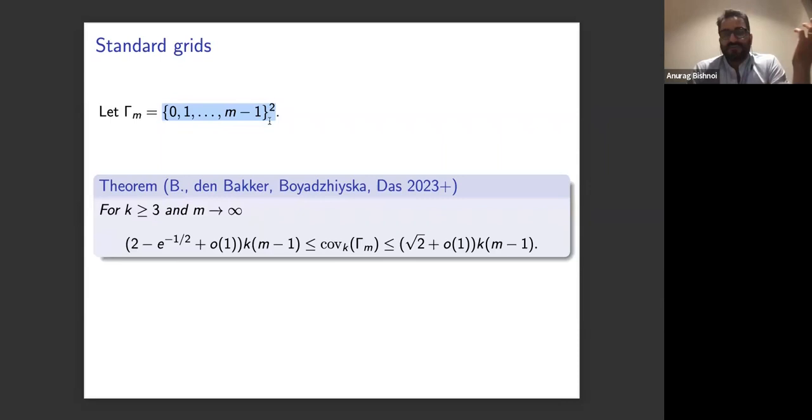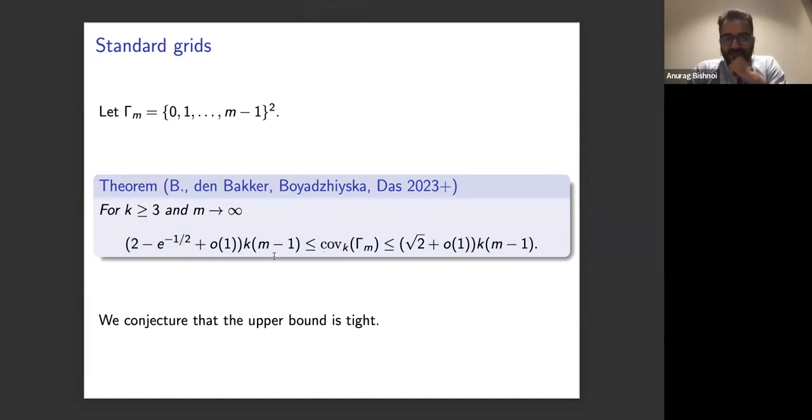In this case, we couldn't resolve the problem, but we could prove some interesting lower and upper bounds by similar linear programming arguments, by some sort of clever weightings and so on. And the bounds look funny. So have a look here. You have a square root 2 in the upper bound, times k times m minus 1, and a 2 minus 1 over square root of e in the lower bound. There's still a gap here, and we would really like to solve that. In fact, we conjecture that the upper bound is tight here, because that's what our computations also show.